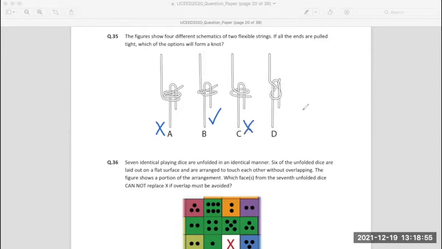And option D, is there some kind of interlocking happening or not? Yes, ma'am, it will form a knot. So B and D are the correct options here. Try visualizing where this kind of interlocking pattern is happening. We see that interlocking pattern here and here. That's why we chose B and D. In A and C, there's no interlocking happening at all. In fact, they are just loosely placed around each other. There's no locking system in place. So A and C are not correct, and B and D are the correct ones.